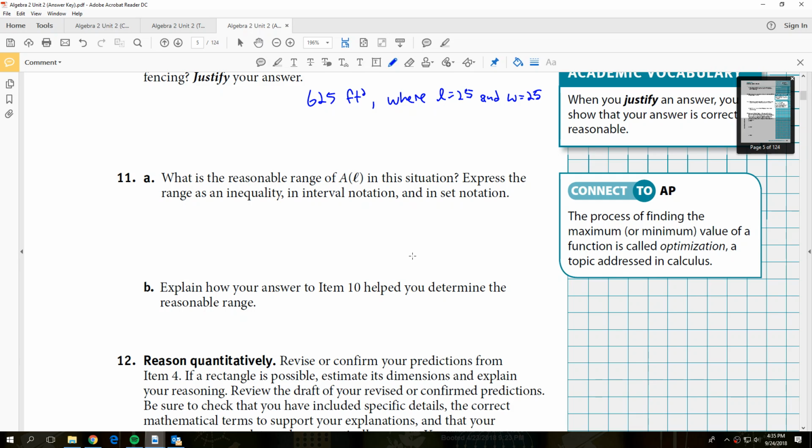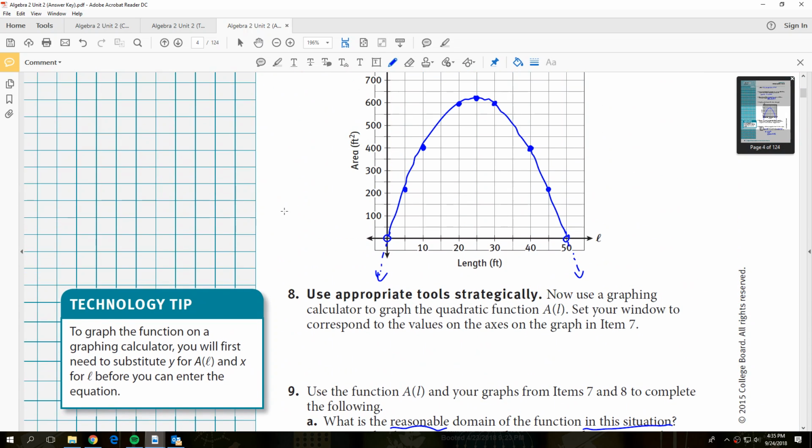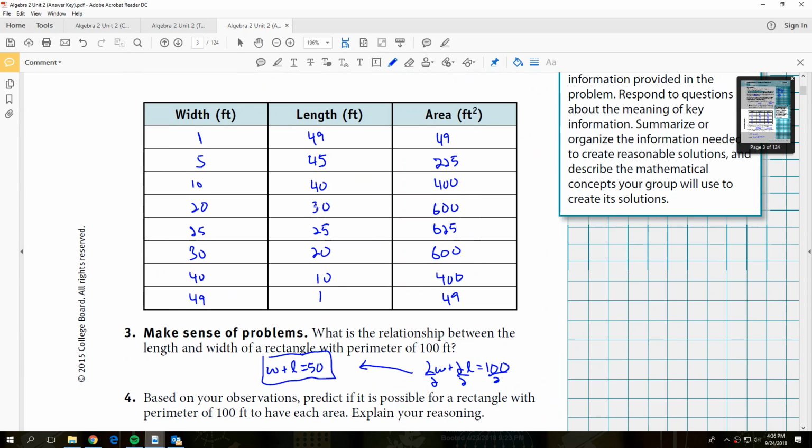Anyway, what is the reasonable range for A of L in this situation? In other words, the area. What's the lowest the area can be? Let's go back up all the way to the top and start with this one, 149. You might first think, well, if the width was 1 and the length was 49, then the lowest would be 49. But then you think, wait a second.